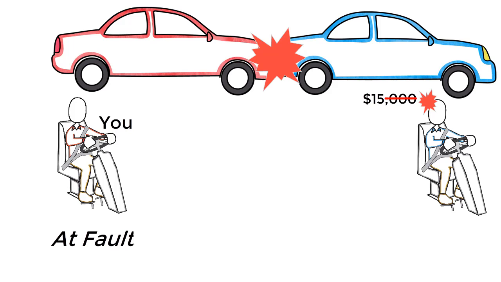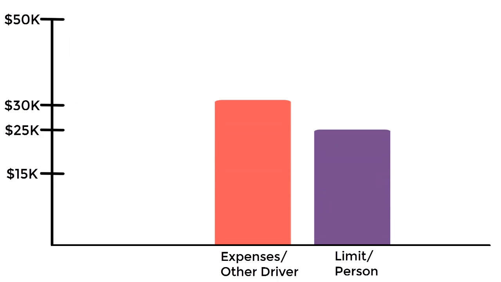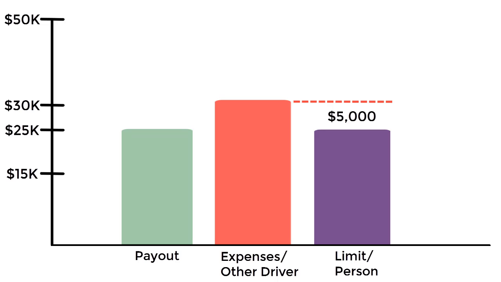Now let's say the medical expenses of the other driver are $30,000. As in the previous example, your per-person limit is $25,000. So your bodily injury coverage will only pay $25,000 of the total $30,000. You have to pay the remaining $5,000 in medical expenses to the third party.